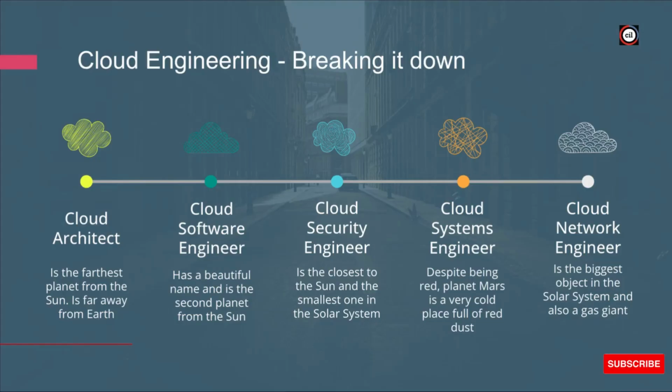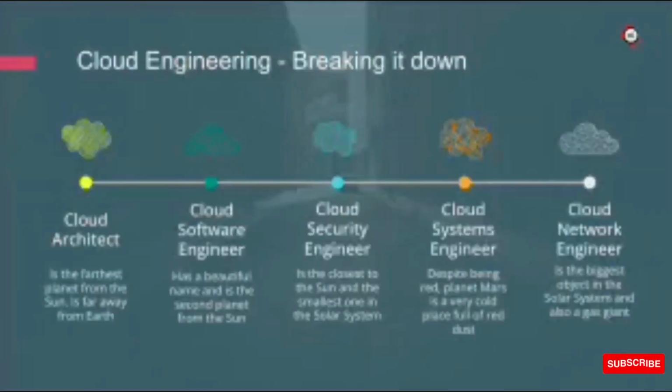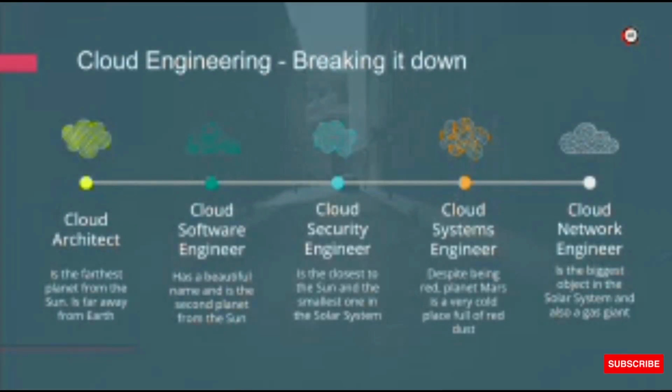Now, the cloud architect is being described as farthest from the sun, far away from earth. A cloud architect mostly would do the job of design. As a cloud architect, you understand the tools, the techniques, the services, the components within cloud. And your job is to bring those together in a combined way to solve problems, to deliver solutions to the customer. So a lot of design work, but not a lot of hands-on work. And this is why the paradigm says furthest planet away.